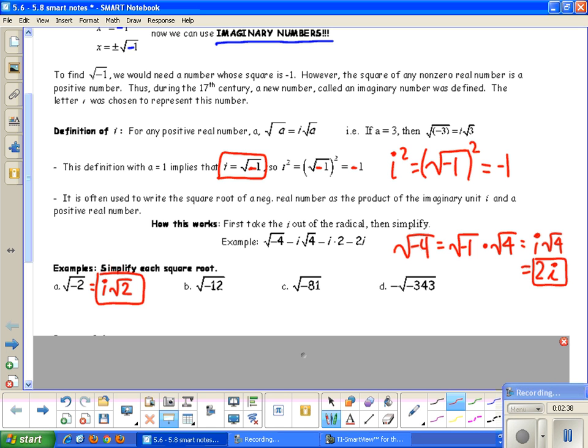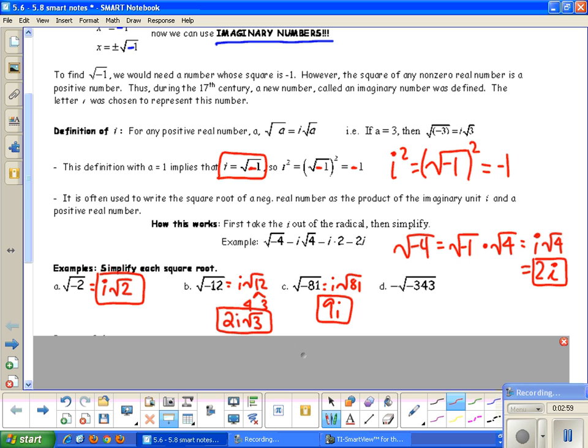For the next one, I can rewrite this as i root 12. 12 does reduce because remember it's the same thing as 4 times 3 and the square root of 4 is 2. So this becomes 2i root 3. For the next one, we get i times the square root of 81, and the square root of 81 is 9, so this becomes 9i.